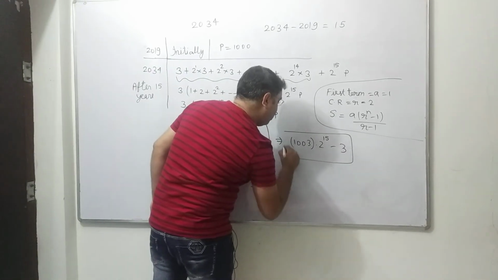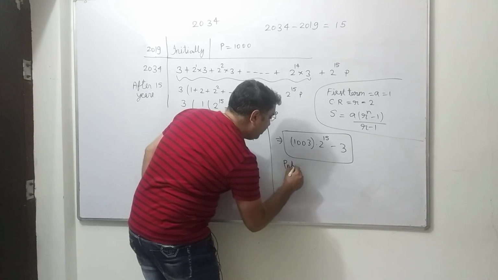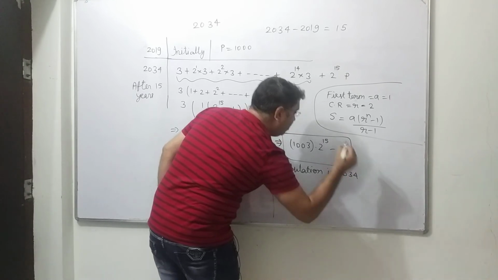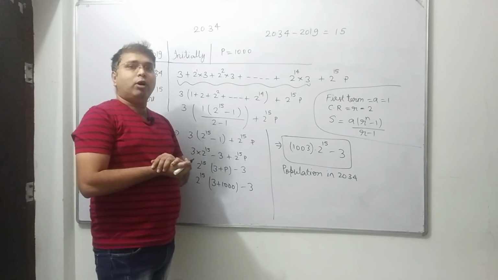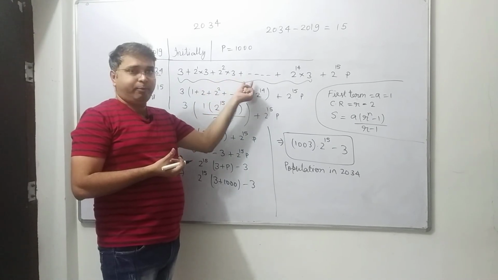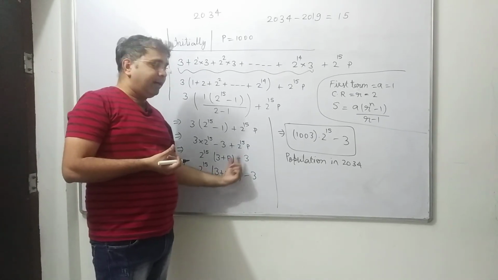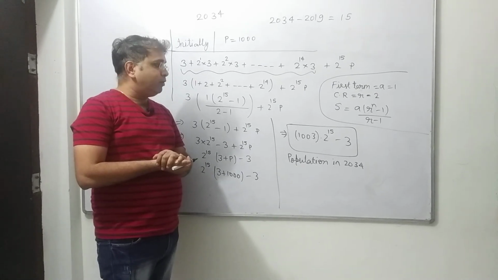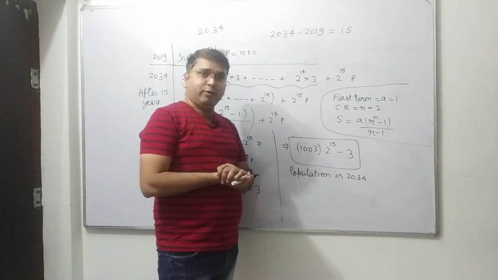So this is the population in 2034. We have substituted the value of p also. This is how we get the answer. What concept have we used here? We have used the concept of geometric progression: first we found the pattern, then the sum of the geometric progression, then the final calculation, and in the last we substituted the value of p, and then we got the population in 2034. Okay, dear student, I hope this will answer your question. Thank you.